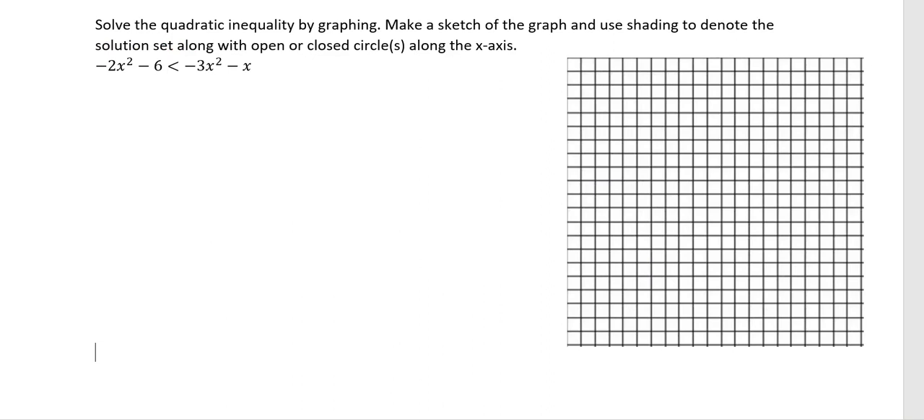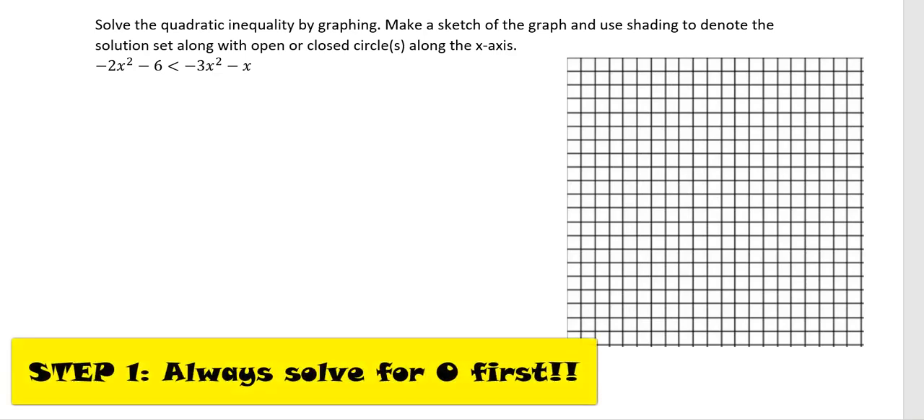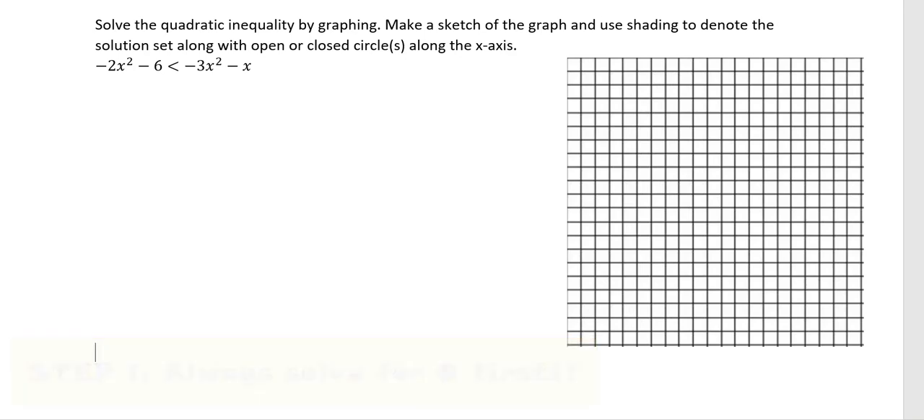Let's try another one. Now, this is definitely a quadratic. I can see the square. It's definitely an inequality. It has a less than symbol. But if you notice, it doesn't have a 0 on one side. So let's move everything so that there's a 0 on one side. That's my first step. So I'm going to add 3x squared to both sides. And then I'm going to add x to both sides. And I'm going to rearrange it so that I'm in standard form. I just like the way it looks here. Easier to factor.